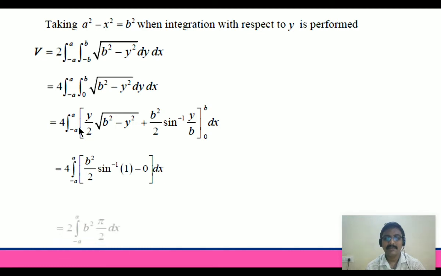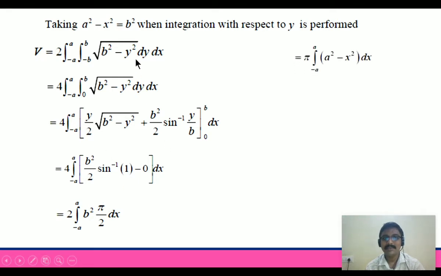But sine inverse 1 value is pi by 2. Taking out pi by 2 as constant, clearly 2 gets cancelled. But what is b square? b square value is a square minus x square. Now we have to apply the single integration with respect to x.